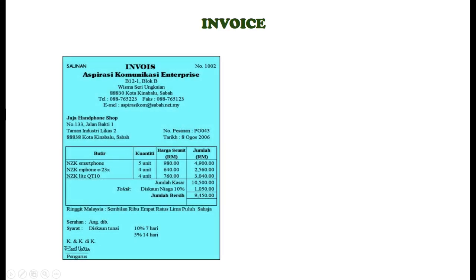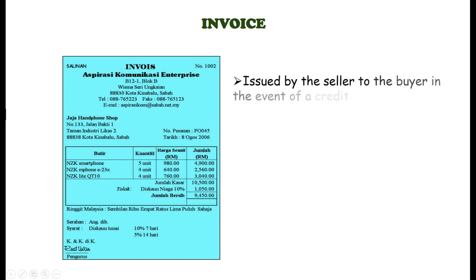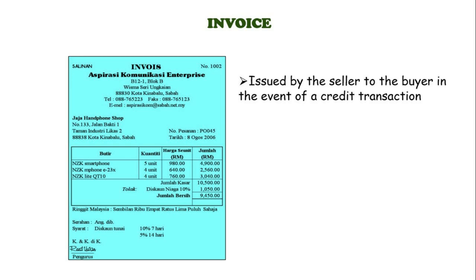Invoice. An invoice is issued by the seller to the buyer in the event of a credit transaction. It would normally contain all details of the transaction and payment expectations. For example, transaction date, credit terms, contact names of the two parties and their addresses, a description of products or services purchased, including prices and quantities.